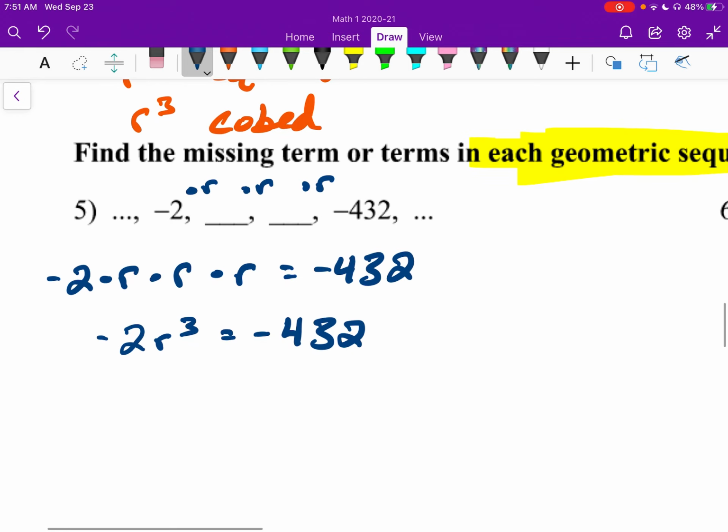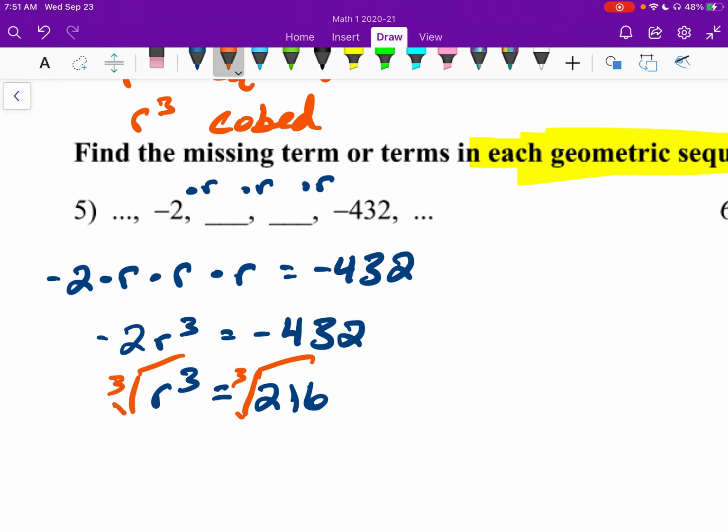All right, we divide by negative 2, and we get r cubed is 216. Let me type that in just to make sure. Yep, 216. Now, normally we would take a square root here to undo it. Now we need to do a cube root, and this might be the first time that you've seen a cube root before.